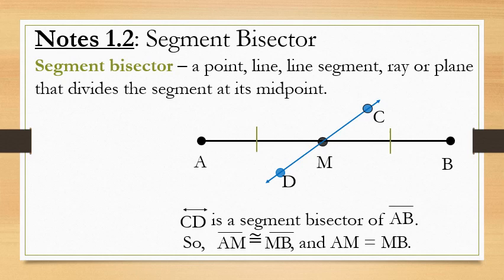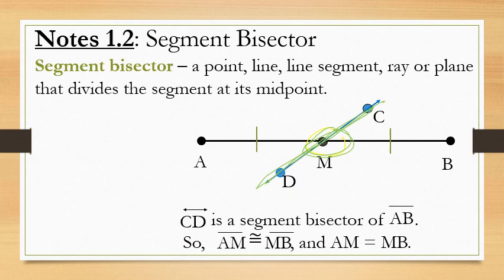All right, so what is a segment bisector? A segment bisector is a point, line, ray, or segment which divides a segment at its midpoint. So if we look at what's going on right here, this is the midpoint of this line right here. And this is a line DC right here that goes through that midpoint. So that's considered a segment bisector.